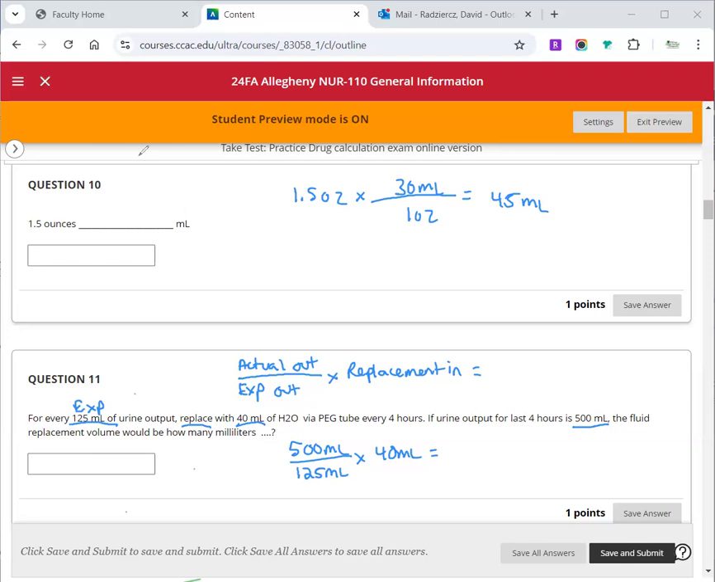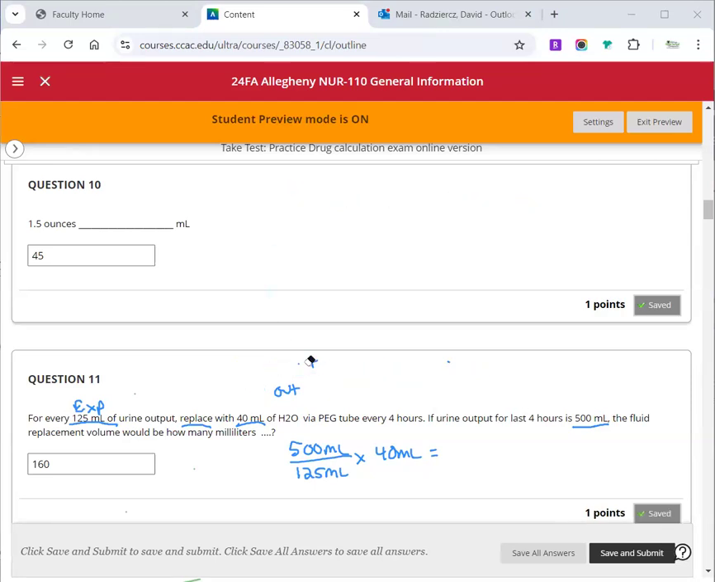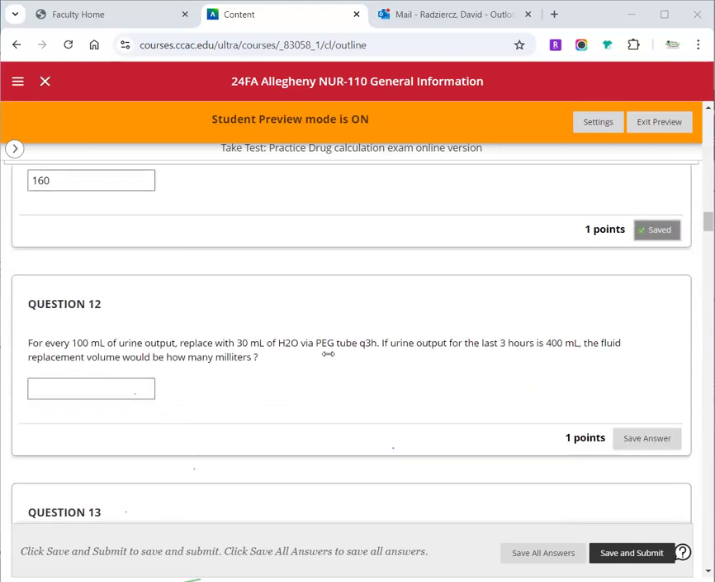So let me put my answers here so I don't forget. So 45. And then this is 160. I'm going to erase. And by the way, if you have a question or if you think I put the wrong answer, just jump right in, because there's a chance that I made a boo-boo, and it would be helpful to see my mistake.